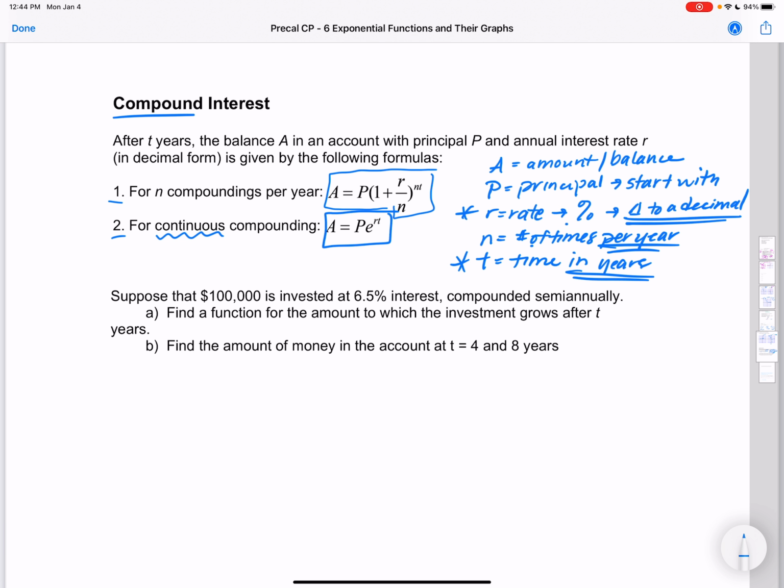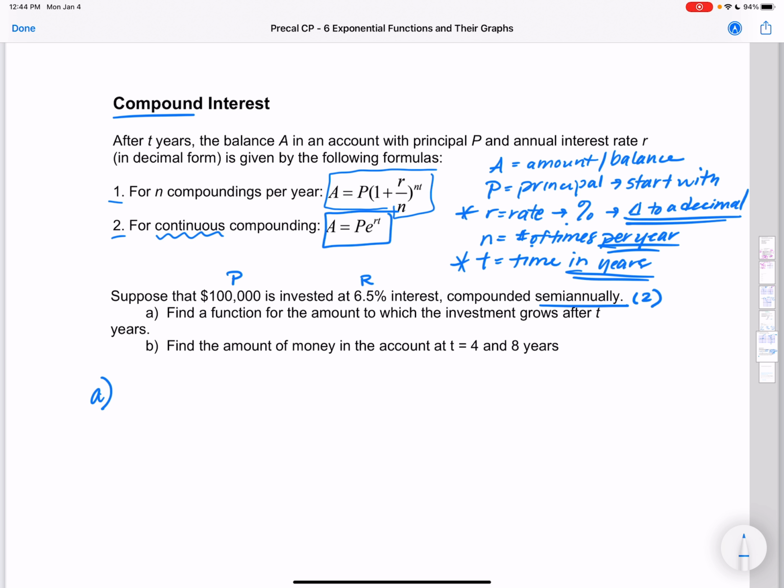All right, so suppose that $100,000 is invested. So this is my P, that's my principal. That's how much I'm starting with. My rate right here is my 6.5%, and it's compounded semi-annually. This is twice a year. Okay, so for part A, it says find a function for the amount after t years.